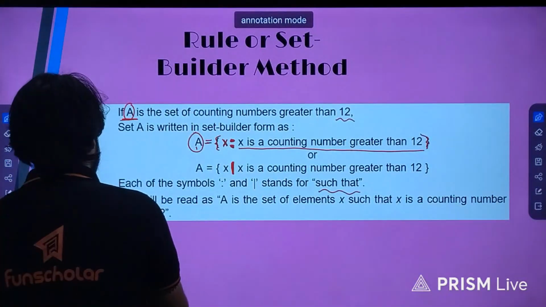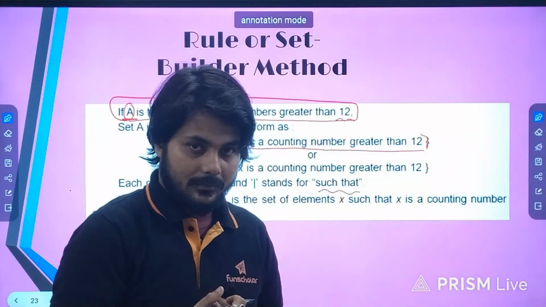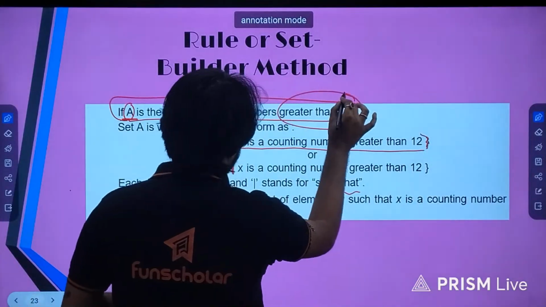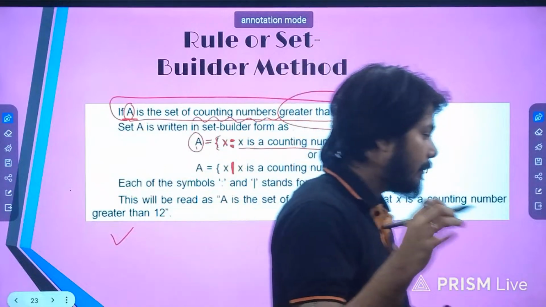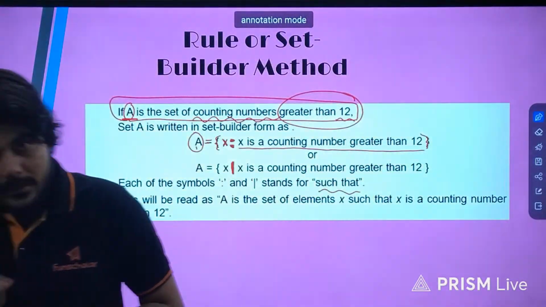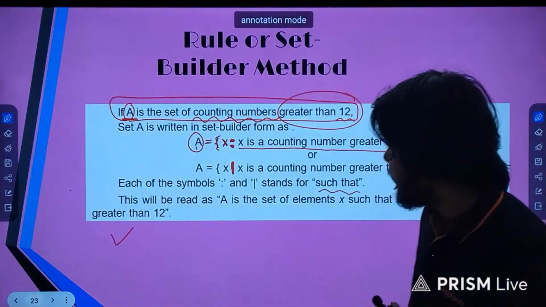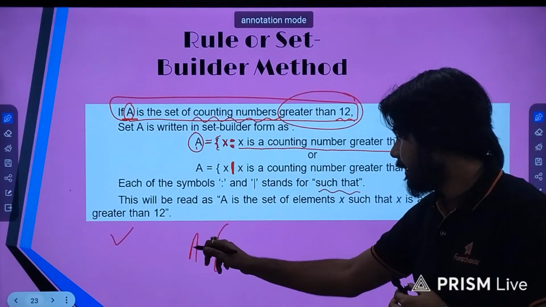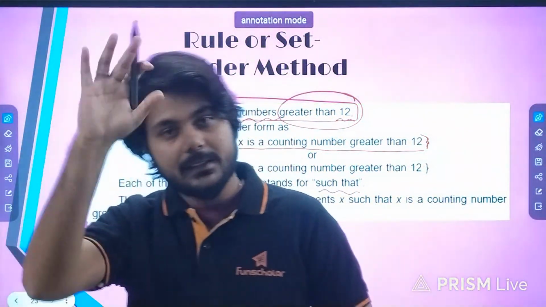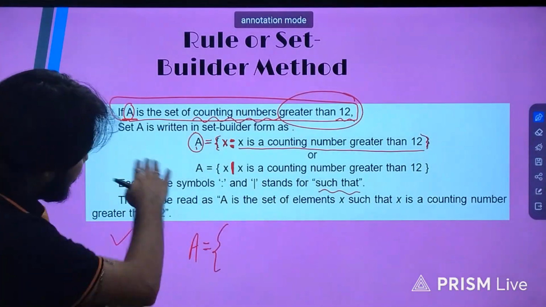Very good. Now, if I tell you to represent this set in tabular or roster form, what would your answer be? How many numbers are there that are greater than 12 and counting numbers? You will say, sir, there are infinite numbers. Okay. And in the roster method, we open curly brackets after writing A equals. So should we write 13, 14, 15, 16, 1 lakh, 2 lakh, 1 crore, 2 crore, 50 crore? Is that possible? It is not possible. So how can you write this statement in the roster form?